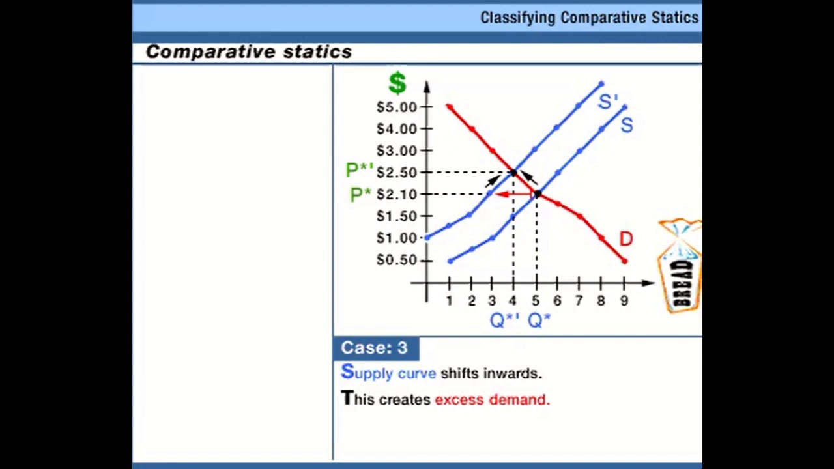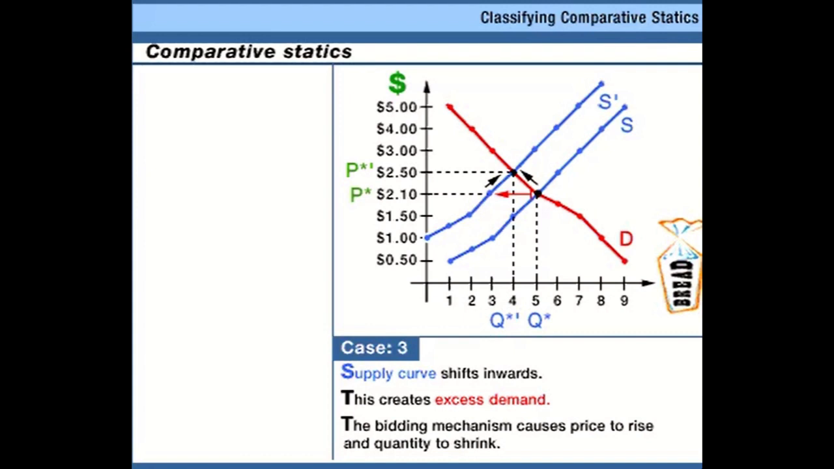The price is bid up. And as the price is bid up, some buyers leave the market. And some of those sellers who thought they were going to leave the market come back in because the rising price makes it worth their while to continue to offer bread for sale. The result is that the price of the good rises in equilibrium. The new equilibrium price is higher, and the equilibrium quantity traded is smaller.